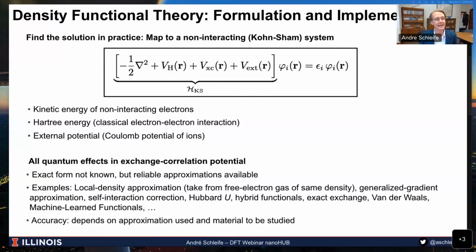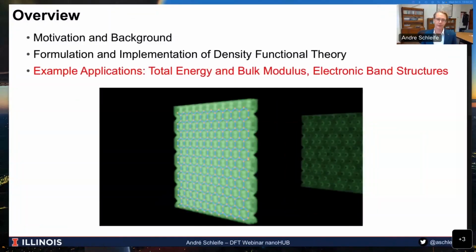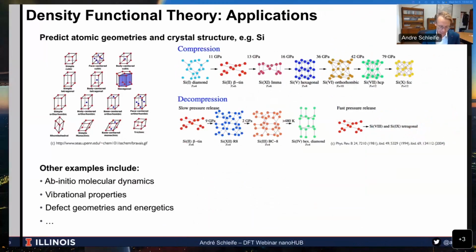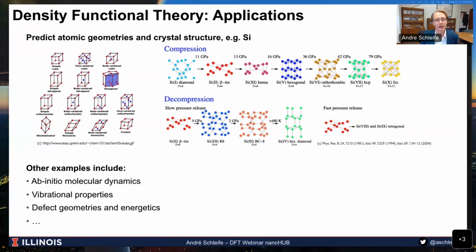And in the remaining, I would say, maybe 25 minutes or 20 minutes plus questions, what I'll do is show you some examples of using DFT and specifically of running on nanoHUB. Essentially I'm coming to the last point in this three-step procedure here. I'll start by mentioning some applications. I did a little bit of that in the beginning, but one big application of DFT is to predict atomic geometries and crystal structures.